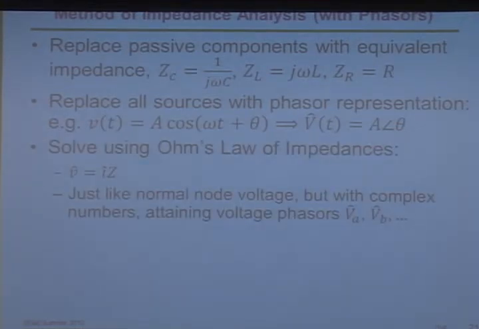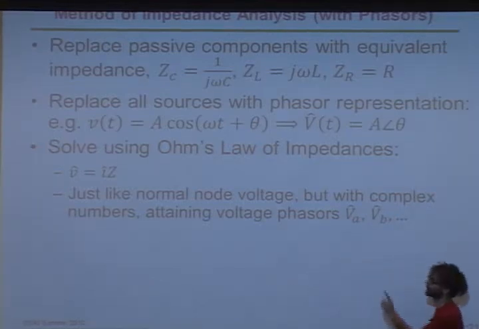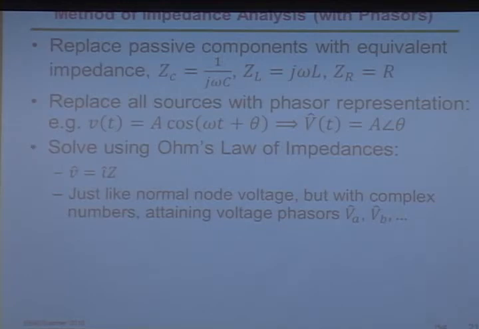Next, we'll solve using Ohm's law for impedances, which just says any phasor complex number is related to another by V hat equals I hat Z. We'll do normal node voltage analysis. The only difference is that we're going to have complex resistances, so complex numbers will pop up, and we'll end up with some set of voltage phasors.